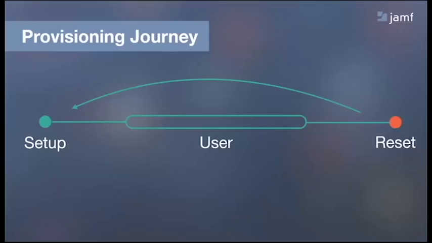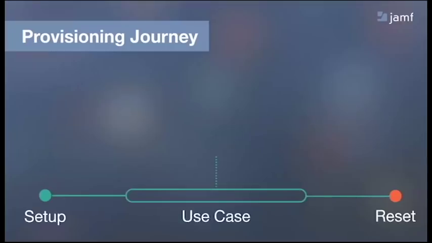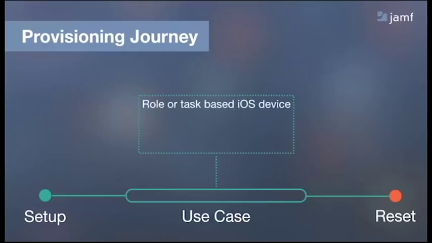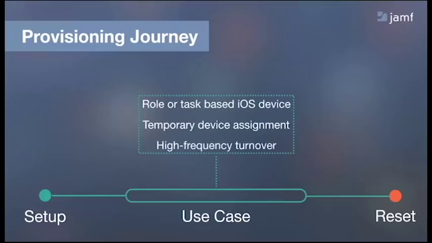And when we created Jamf Setup and Reset, we needed to craft a different journey in the middle. We wanted to provide a user that didn't need a primary device, but maybe needed that secondary device. Usually, this is an iOS device with a task or a role. Think about a device that is assigned to you to accomplish a task. These types of deployments are usually temporary and have a high turnover rate. This single iPad could be used by a dozen people in the same day.